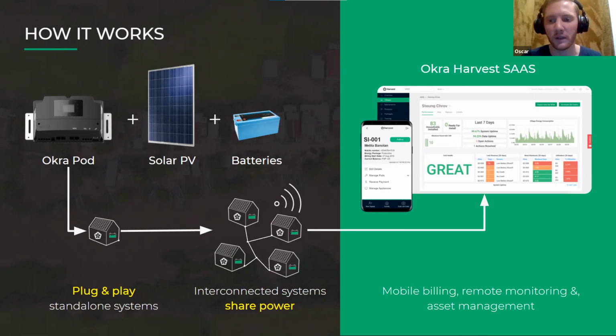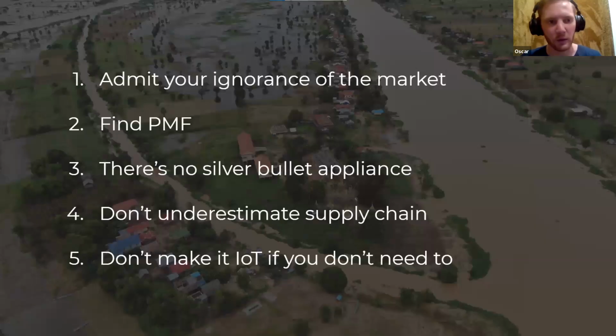I don't count myself as some kind of product development and design expert, but I can tell you about what our experience has been in designing and developing a product for the energy access market. And I've pulled out 5 lessons that I think are relevant for this design challenge. Next slide, please. Those are the 5. So the first one is admit your ignorance of the market. I think this is a big learning for me. You really can't design a product without knowing the market deeply. And that's echoed by the other speakers.